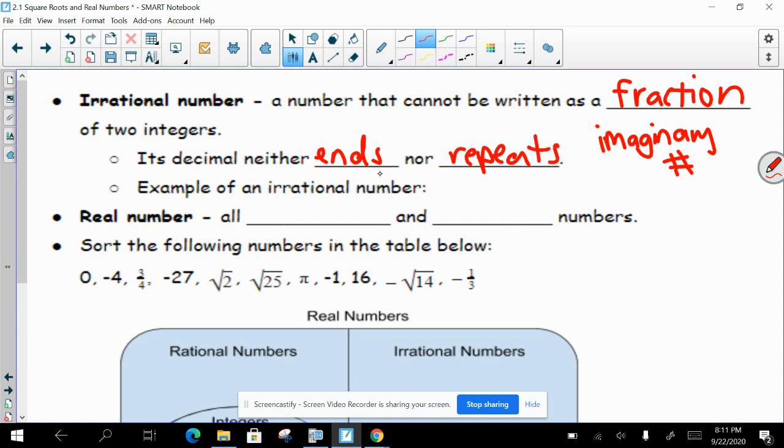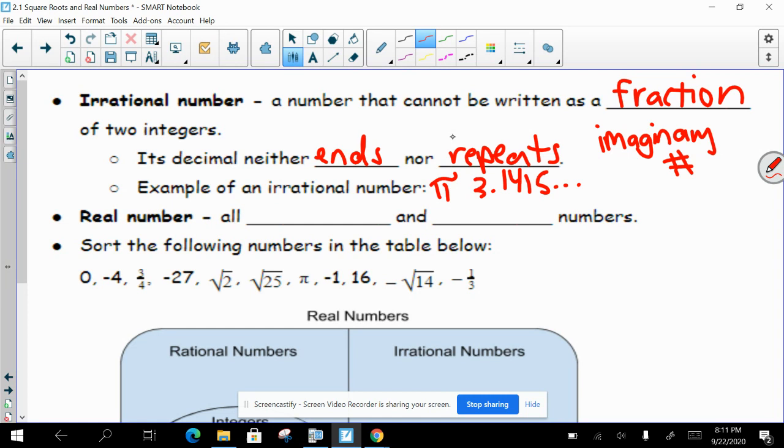And an example of an irrational number would be, for example, pi. Okay, pi is an irrational number, 3.1415, and so on. It doesn't end, it never ends, it keeps going on forever and ever, and it never repeats.